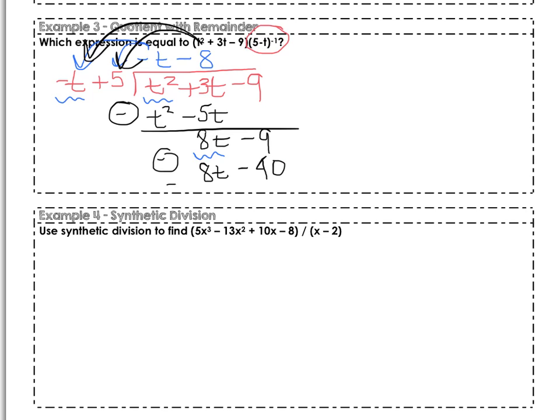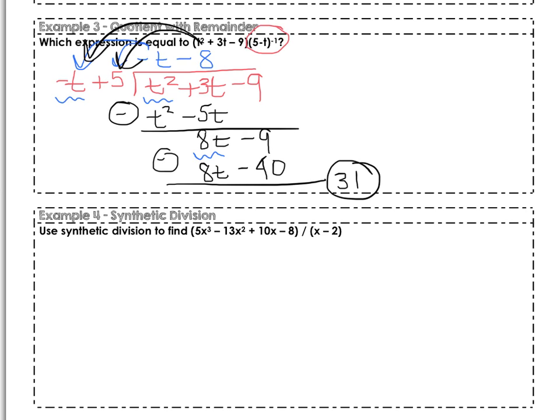Now I'm going to subtract down. 8t minus 8t will cancel out, and negative 9 minus negative 40 gets me 31. This is going to end up being my remainder because negative t times anything will never produce 31. Okay? So this is our remainder, and the way we're going to write our answer when we divide it out is we're going to say the quotient is negative t minus 8 with a remainder of 31.